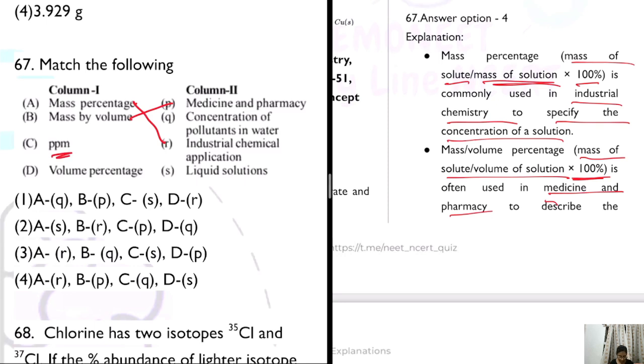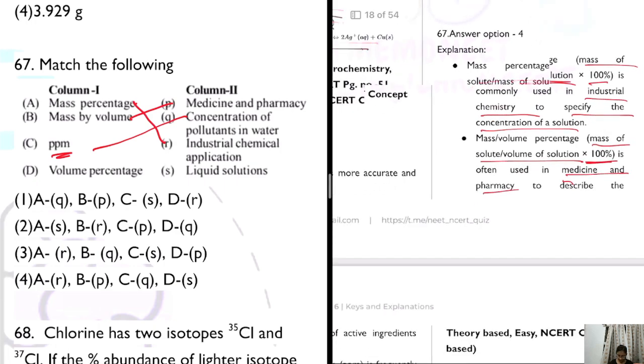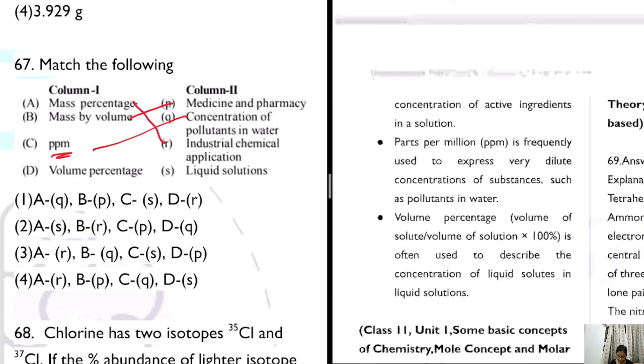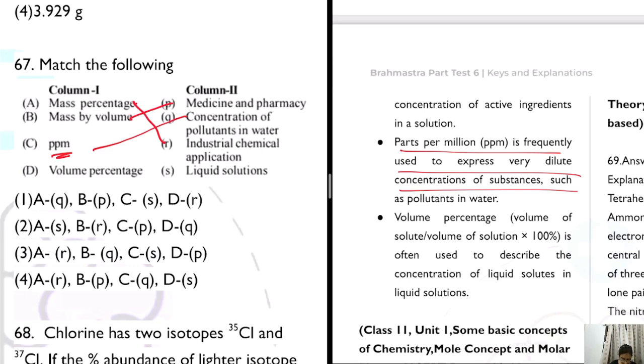ppm. See where it is used. It is used to tell the concentration of pollutants in water. Like, for example, we have a concentration of a dye that is this much ppm. We try to degrade it. Okay, so that is the concentration. And parts per million is frequently used to express very dilute concentration of substances such as pollutants in water. That I already told you.